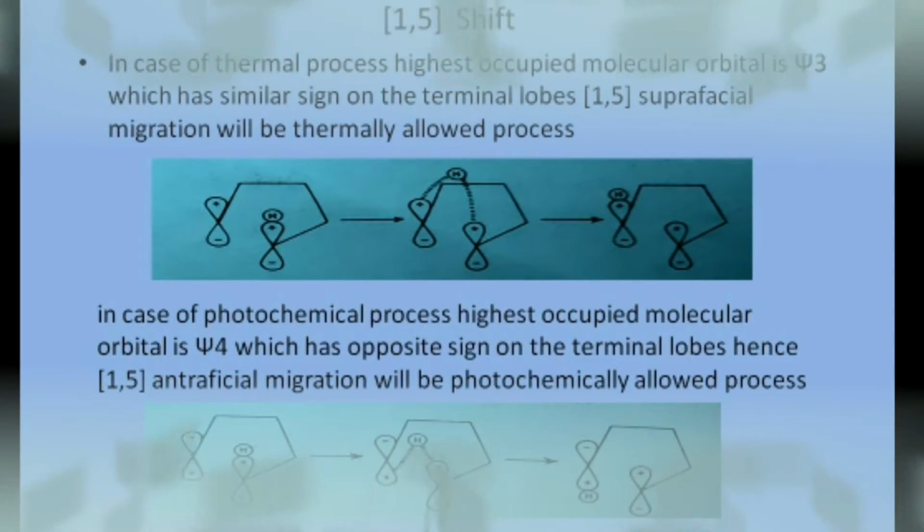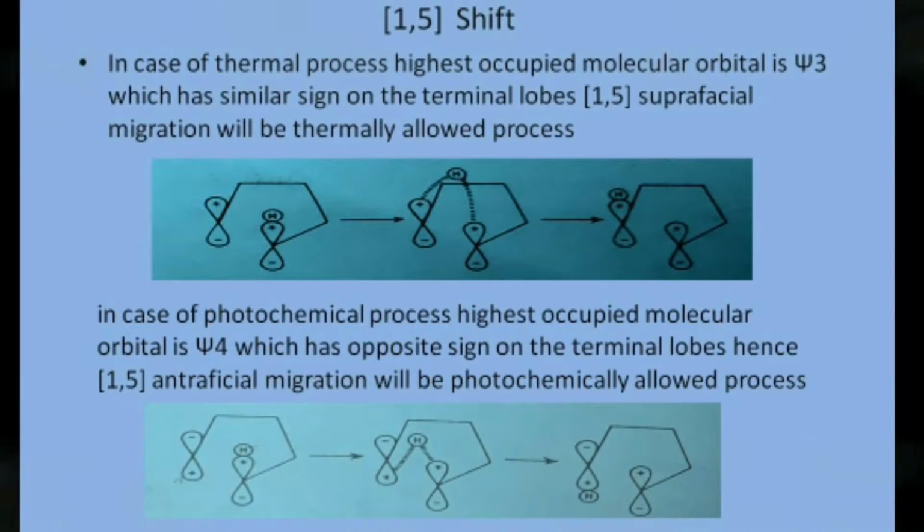Now as we discussed, in case of thermal process, the highest occupied molecular orbital is Psi3. So this is the structure of Psi3. Similar signs are on terminal lobes. That's why here suprafacial migration occurs. Thus, suprafacial process is thermally allowed. Whereas in case of photochemical process, the highest occupied molecular orbital is Psi4, which has opposite sign on terminal lobes, and therefore antarafacial process is photochemically allowed.